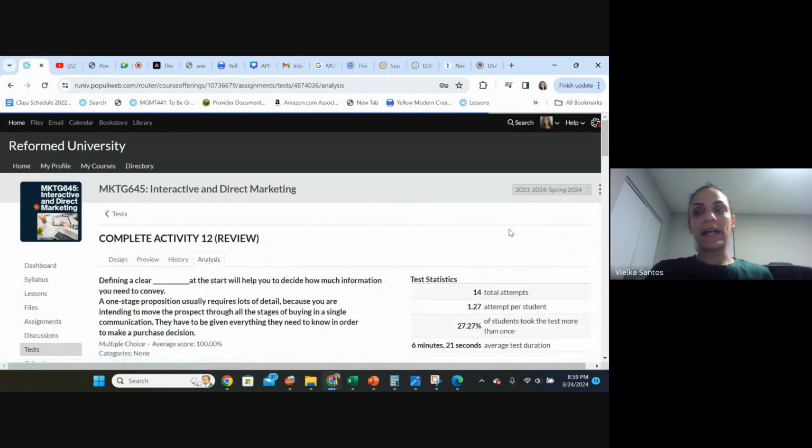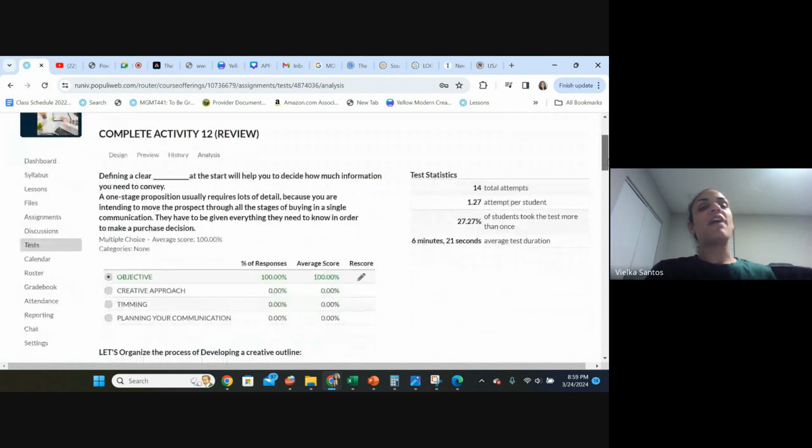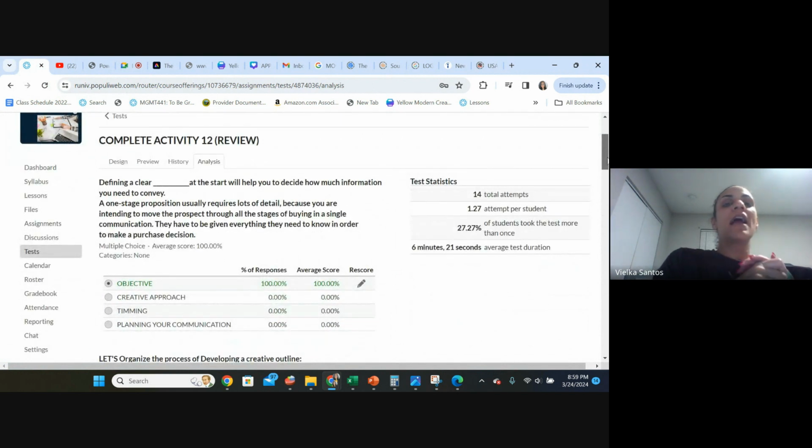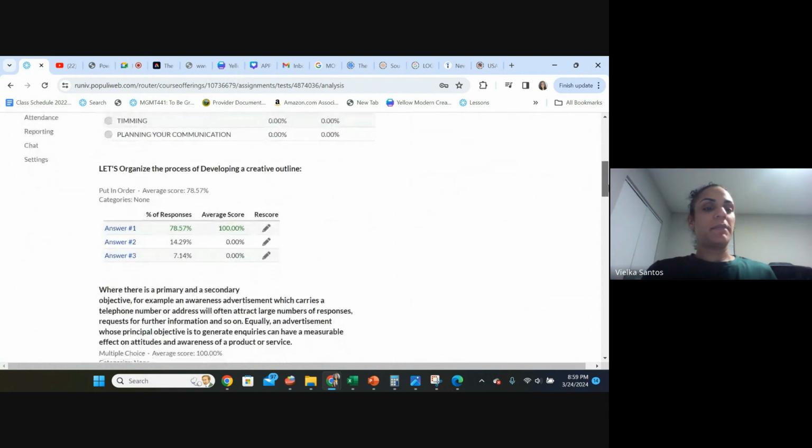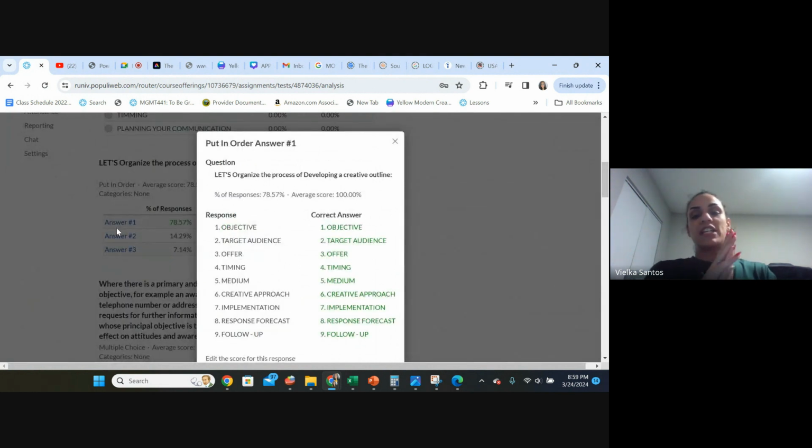Let's see it together. Defining a clear objective at the start will help you to decide how much information you need to convey. Okay, objective, very important. Organize the process to develop a creative outline: objective, target audience, offer, timing, medium, creative approach, implementation, response, forecast, and follow-up.